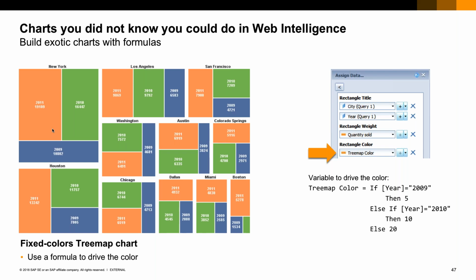And the way to do this is fairly easy. You need to use a formula where you define, depending on the value of year, which is the value I'm using here, a simple value, 5, 10, 20, whatever you want, and then automatically the tree map chart this way will use fixed colors instead of the automatically assigned color according to the value of the measure.